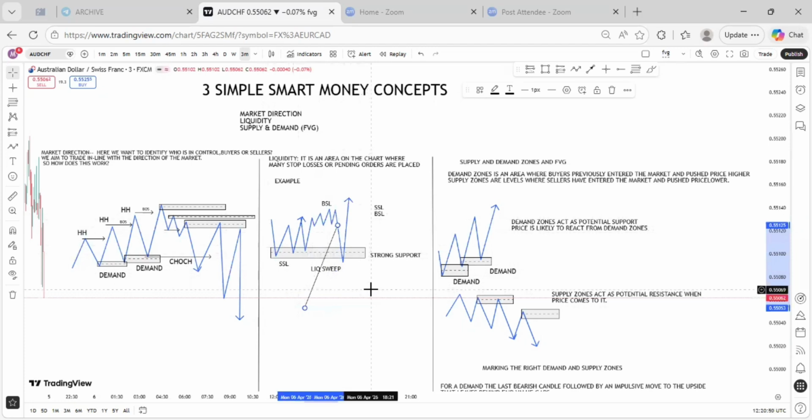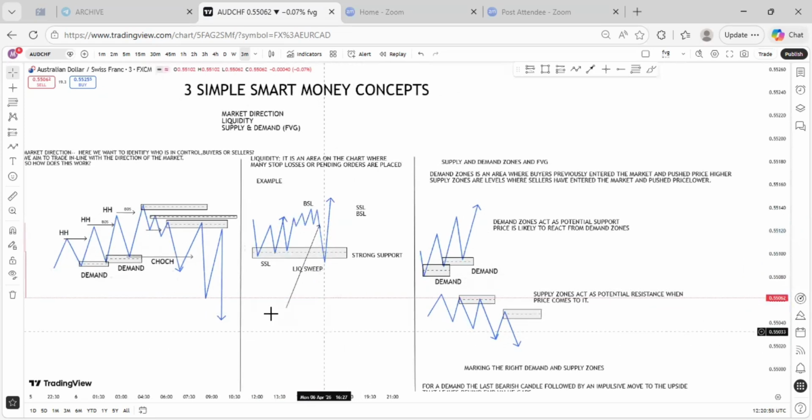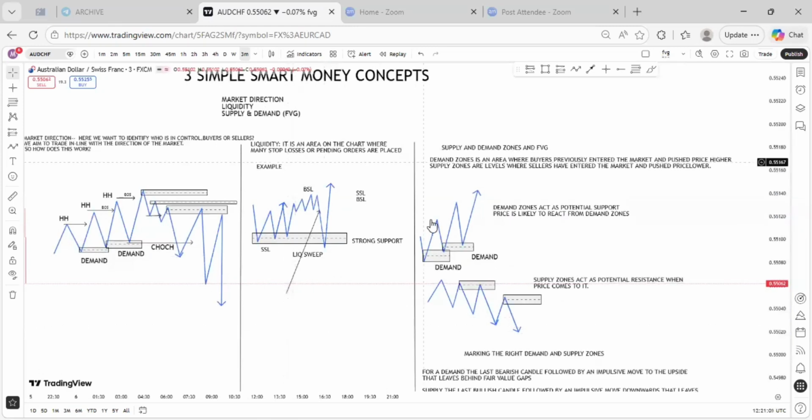And then the next one, which is the last one we'll be looking out for, is supply and demand. So let me just quickly shoot this a little. I wrote something down. I said demand zones are areas where buyers previously entered the market and pushed the price higher, while supply zones are levels where sellers have entered the market and pushed the price lower, just vice versa.